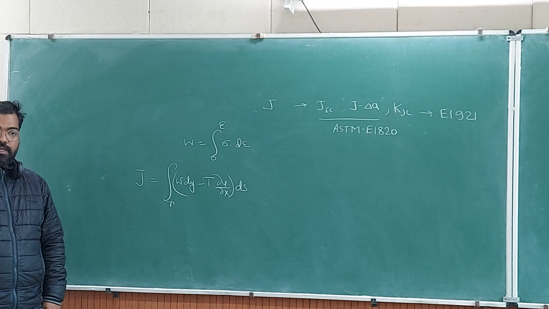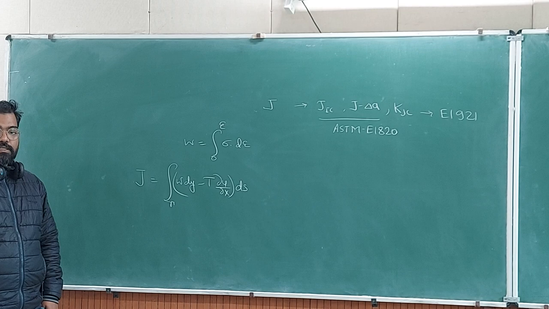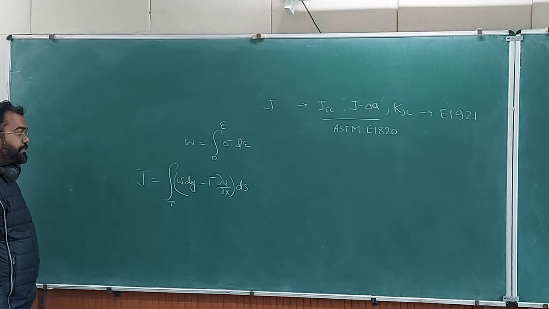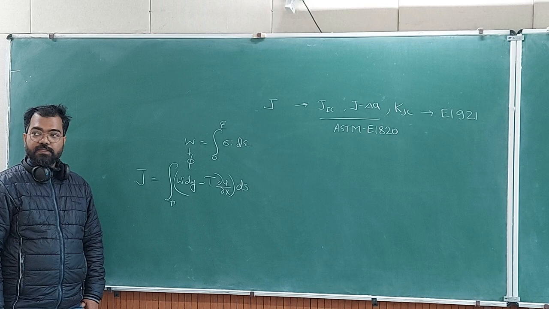For the case of Griffith, it would have been half into stress into strain, because there it was just a straight line and triangular thing. But in this case, it's a curve, so you have to take the area under the curve. Sometimes this is also represented as phi in literature. So how do we calculate this experimentally? How do we measure this experimentally?